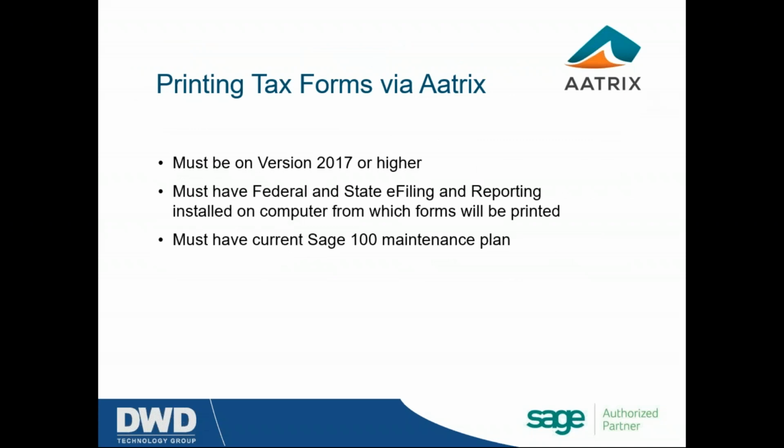Printing forms on Atrix, we do need to be on 2017 or higher, and that's because there will be an interim release download. That will be coming out again probably in mid to late December. And that's normally one of the things that interim release download does, is it gives you the ability to print your forms via Atrix, okay? And that will only be released for 2017 or after, okay?